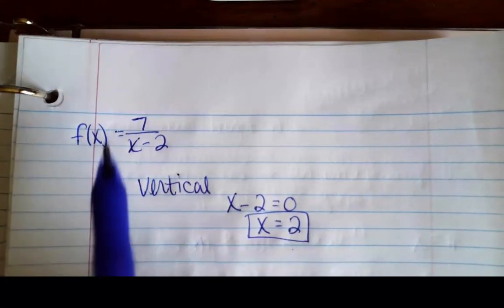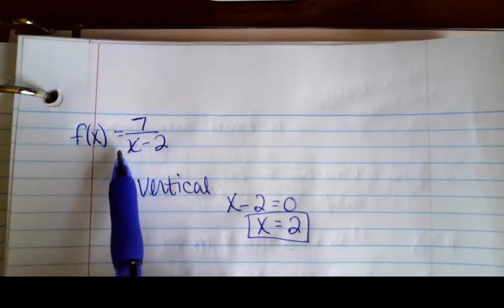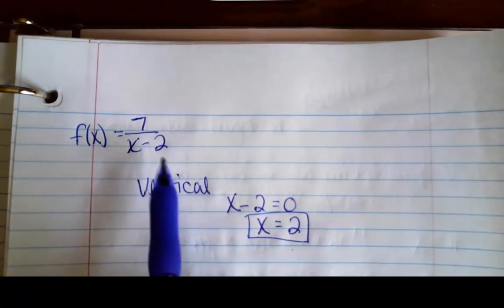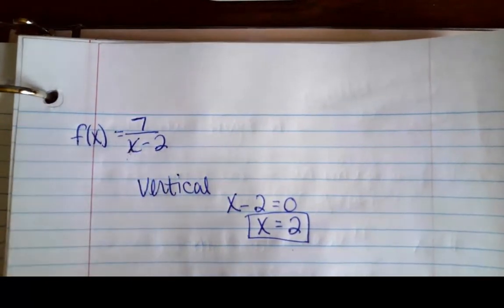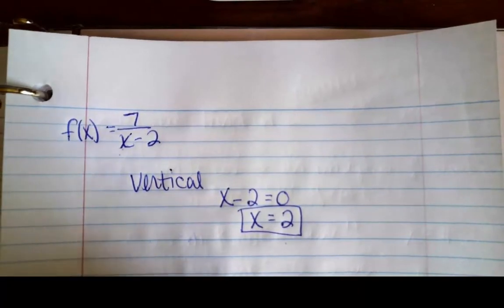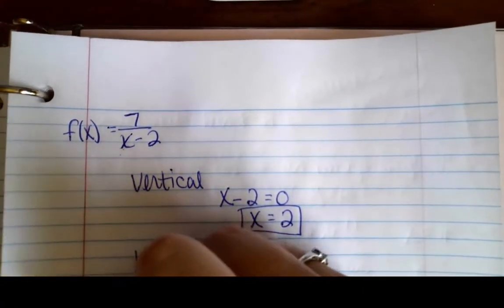So what does that mean? My domain is everything but 2. Why? Because I've got a vertical asymptote at 2. So using a 2 will make this undefined. So you have an imaginary vertical line at x equals 2. What about a horizontal asymptote?